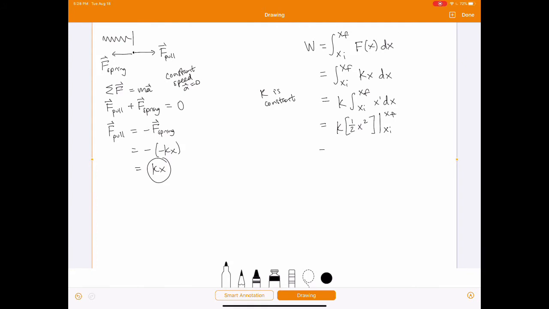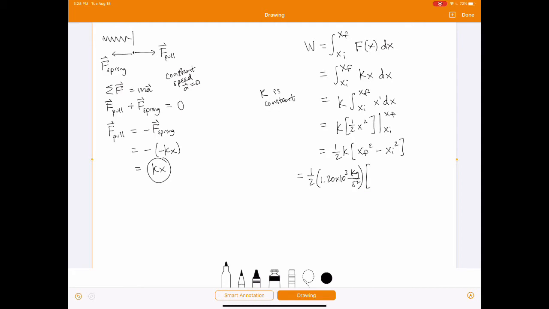So in other words, 1/2 k are the constants that I have out front. Plugging in the upper limit, I have x final squared, and then subtract x initial, which is my lower limit, and square that. At this point, we can just go ahead and plug in some numbers. The work that you do in pulling this spring is equal to 1/2 times the k value, 1.2 times 10 to the 3 newtons per meter, but again, that's the same as a kilogram per second squared.